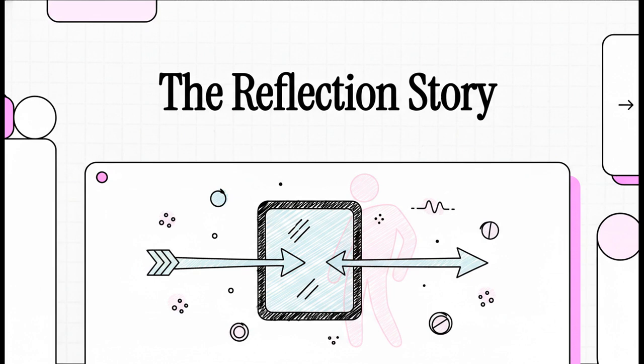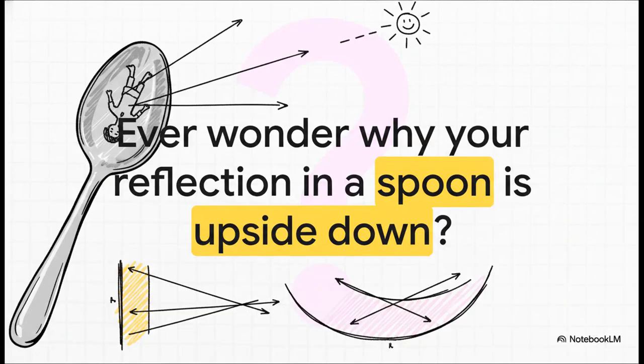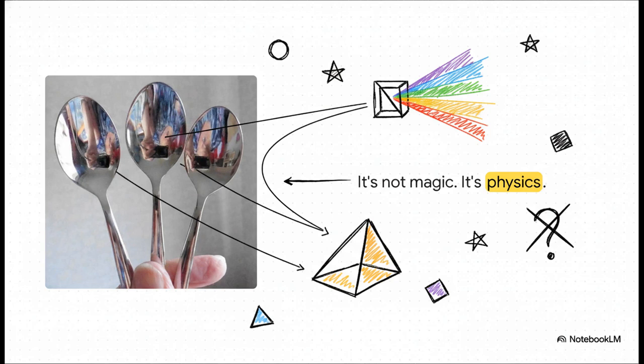flipped version of ourselves. And it all starts with a question I know you've asked yourself before, probably while standing in your kitchen. You pick up a shiny spoon, you look into the curvy part, and bam, there you are. But you're upside down. What is going on there? I know, it feels like some kind of weird magic trick, but I promise you it's not. It's pure, elegant science. The answer is hiding in the beautiful and surprisingly simple rules of physics. And trust me, by the time we're done here, you'll know exactly why that spoon turns your world upside down.